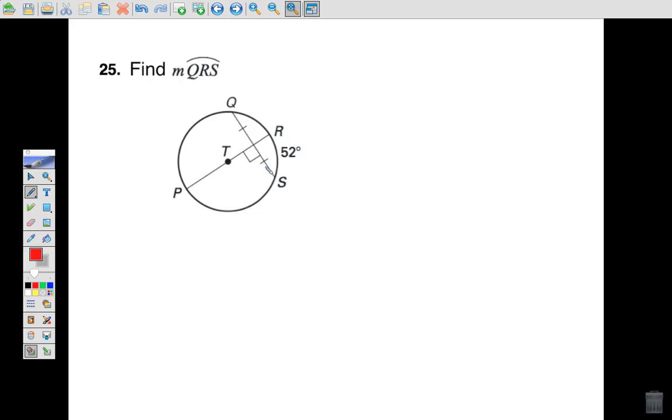This one's pretty easy. If these chords are the same, then these arcs are the same. I guess I should put 2 lines. So this is 52. So then from Q to R to S, you would just add those together and get 104.